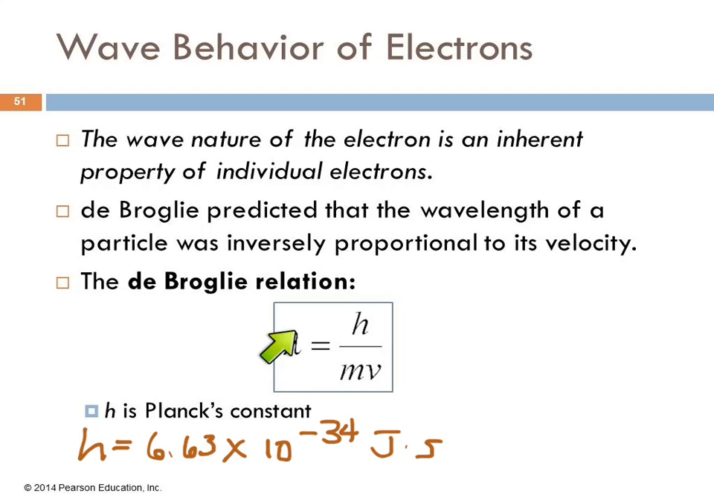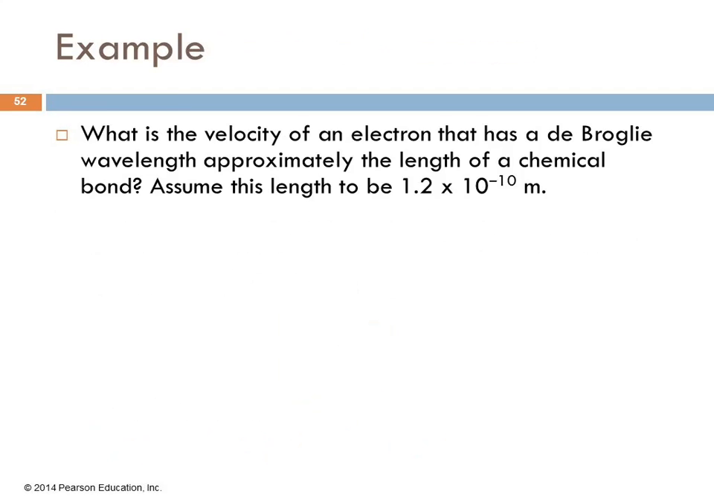So the wavelength is inversely proportional to the velocity. It's also inversely proportional to the mass. So if you have an object with a large amount of mass, the wavelength is going to be very, very small. If you have a tiny, tiny particle like an electron, then the wavelength is going to be larger than, say, the wavelength of a baseball. So what is the velocity of an electron that has a de Broglie wavelength approximately the length of a chemical bond? Assume that that length is 1.2 times 10 to the minus 10th meters.